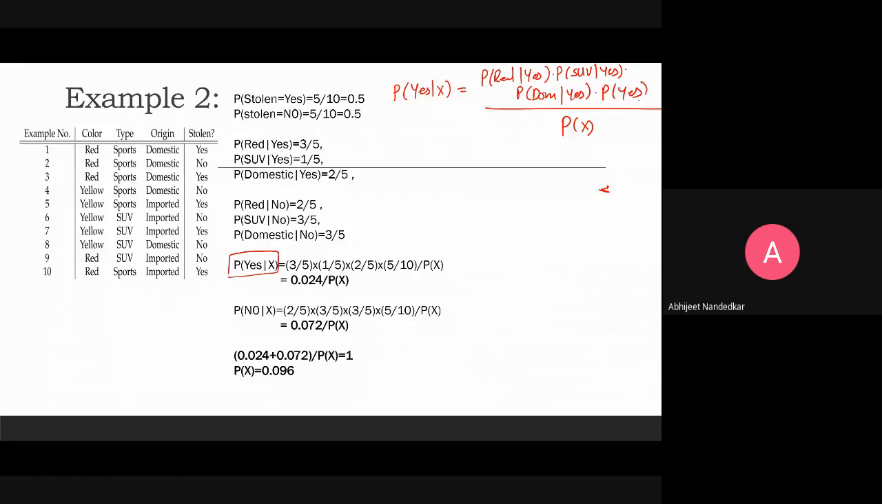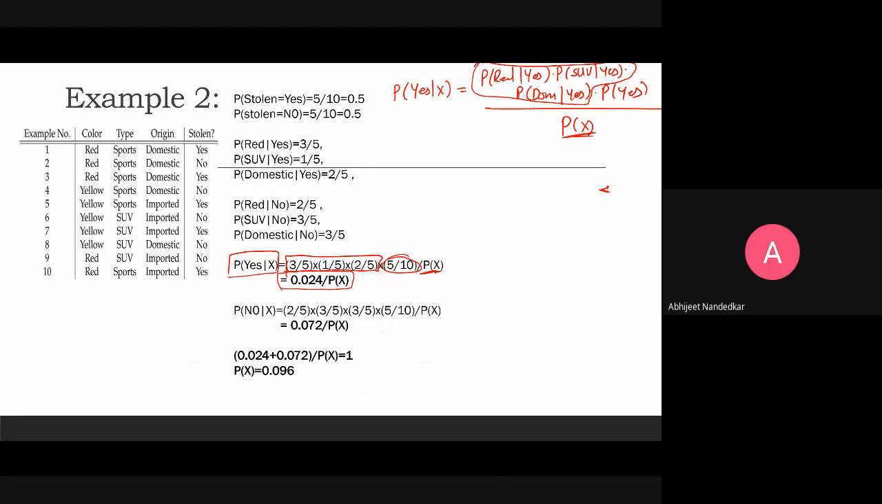Now you have to just substitute the values here. So that I have done here. So 3 by 5, 1 by 5, 2 by 5. So these are these 3 terms. Okay, multiplied by probability of yes and divided by probability of X, that is the input. So I am keeping that as it is here. So it will be equal to 0.024 by P of X.